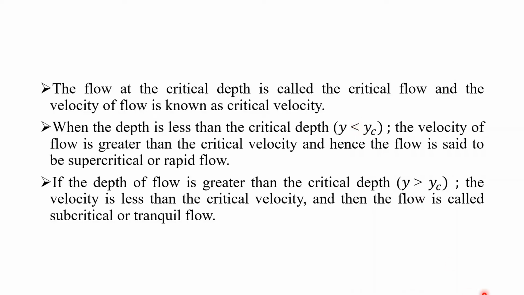The flow at the critical depth is called the critical flow and the velocity of flow is known as critical velocity. When the depth is less than the critical depth, the velocity of flow is greater than the critical velocity and hence the flow is said to be supercritical or rapid flow. If the depth of flow is greater than the critical depth, the velocity is less than the critical velocity and then the flow is called subcritical or tranquil flow.